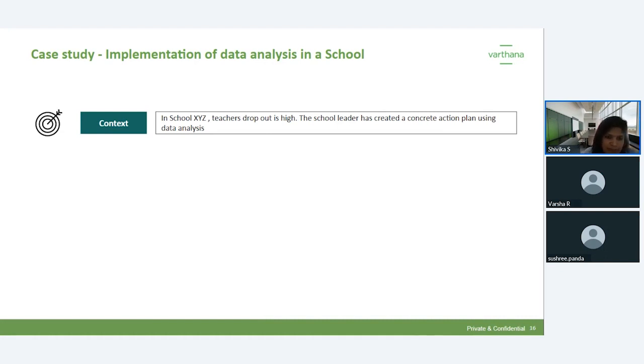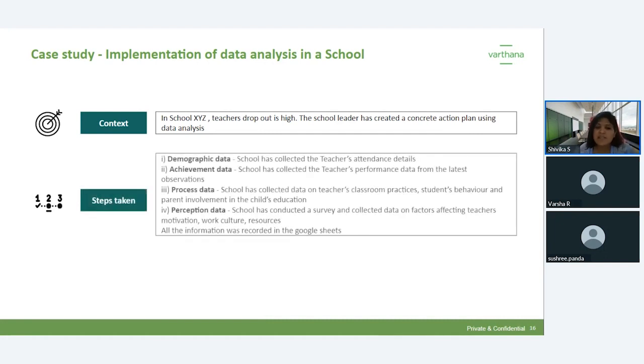Since the dropout rate is high, the diagnostic assessment can play a crucial role, but a descriptive assessment also: who are the teachers who are leaving, which grade teachers are leaving, which subject teachers are leaving. So it can be descriptive and diagnostic both. Let's understand and see what steps can be taken, and the type of data you can gather. All sorts of data are possible here.